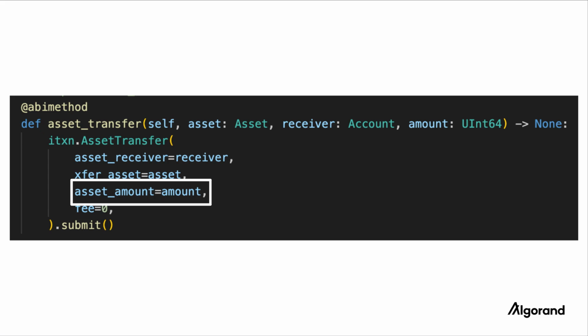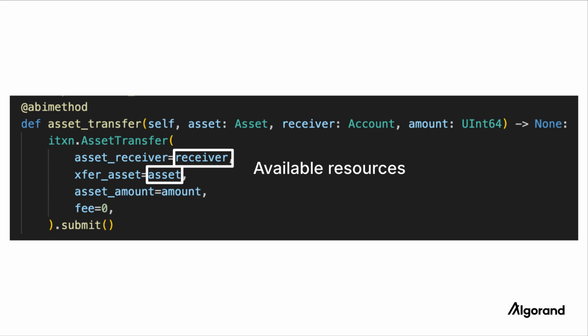Asset_amount specifies how many assets you want to send, and here it is set to the amount argument passed into the method. Fee is set to 0 here, but this can be omitted because 0 is the default value. Now, one thing to note here is that both the asset being transferred and the receiver need to be available resources to the smart contract.